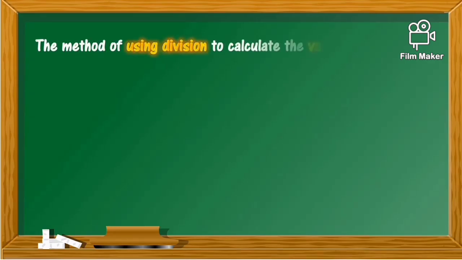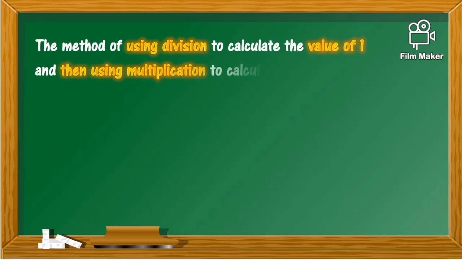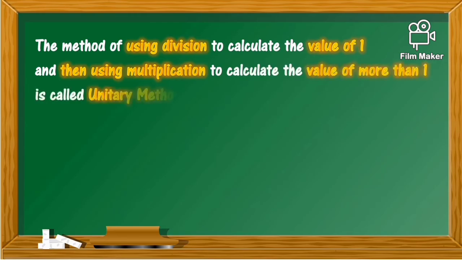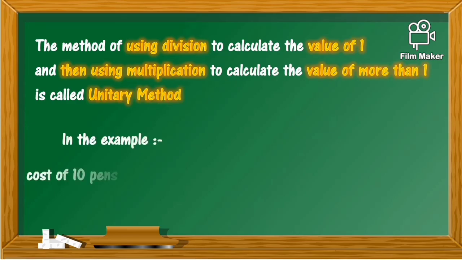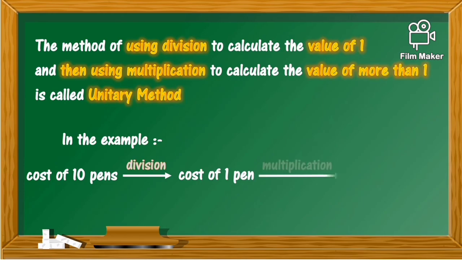This method of using division to calculate the value of one quantity and then using multiplication to calculate the value of more than one quantity is called the unitary method. In the example that you just saw, from the cost of 10 pens, Ravi used division to find the cost of 1 pen. And then, from the cost of 1 pen, Ravi used multiplication to calculate the cost of 6 pens.